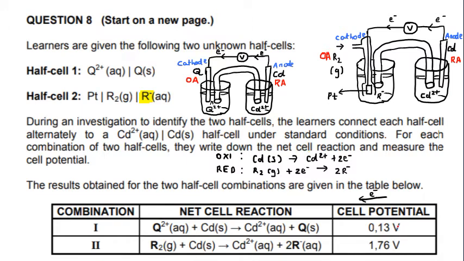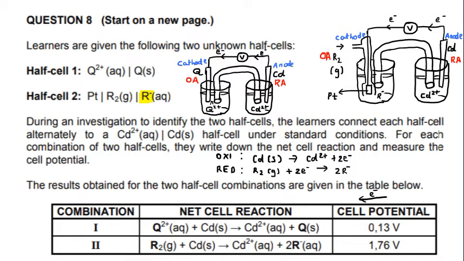So now if we quickly go back to these cell potentials, remember I said that the second combination is a much stronger cell, because it has a larger cell potential. It's like comparing a 3-volt battery with a 30-volt battery. The 30-volt battery can supply much more energy for a longer period of time, which means that it is stronger.